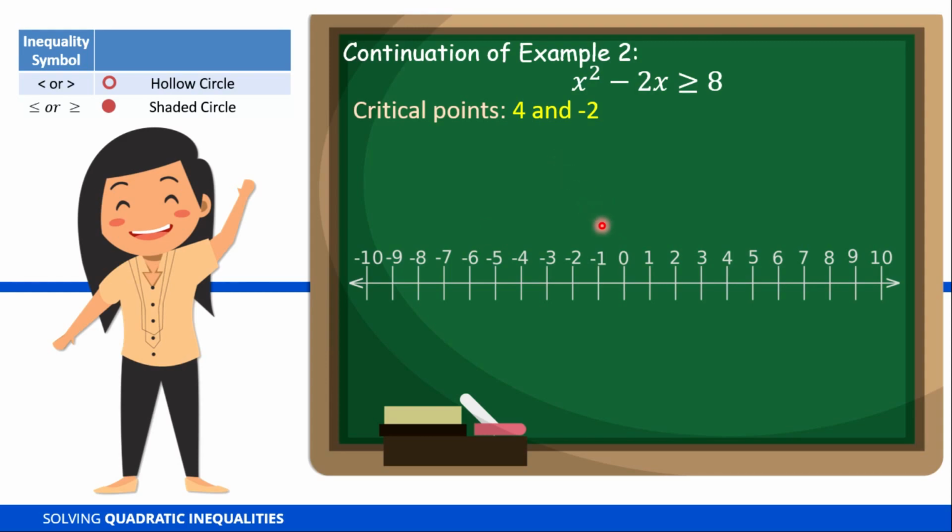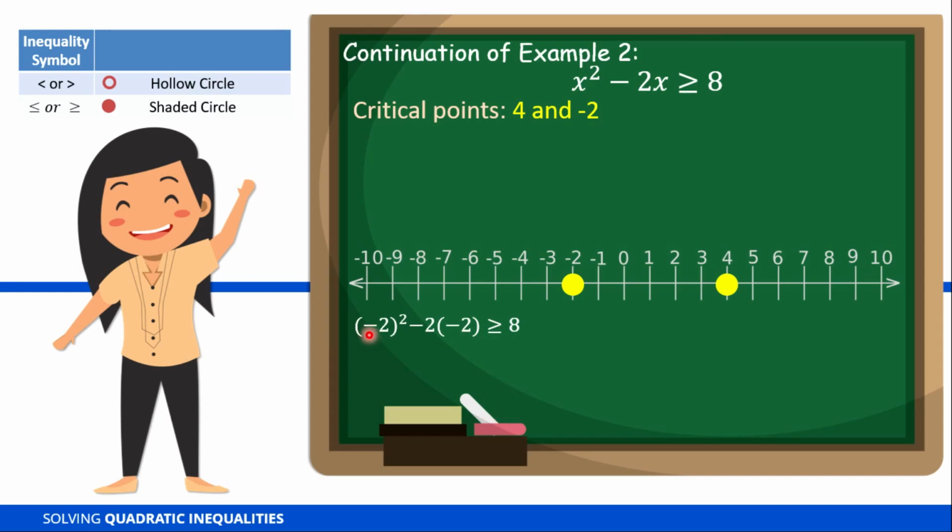Okay, so ilocate natin si 4 and negative 2. So, si negative 2 and si positive 4. That means si 4 and negative 2 ay kasali sa ating solution set. Ipalit muna natin si negative 2 sa ating original inequality para lang makita natin talaga bang kasama sa solution set or hindi. Dapat maging true ang inequality na lalabas.